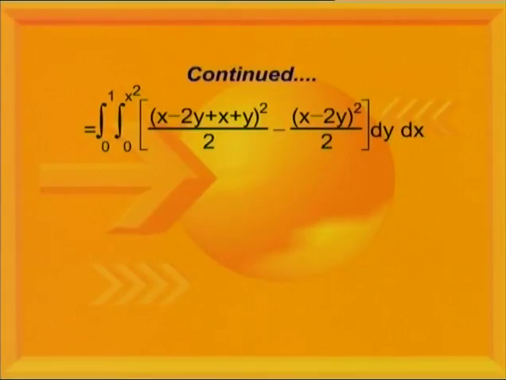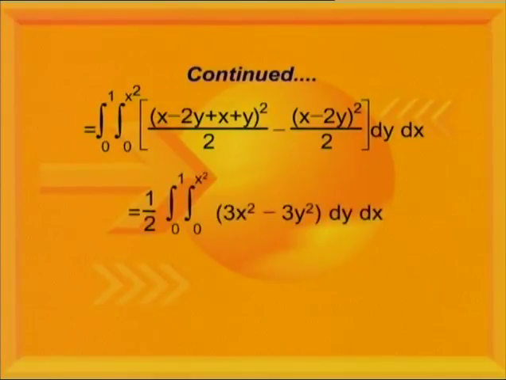Now, before integrating, first of all we are simplifying this. Simplifying the expression in the bracket, we get (3x² - 3y²) divided by 2. We take this half outside the integral sign, so this becomes 1/2 times the double integration of 3x² - 3y², first with respect to y, then with respect to x, between their limits.